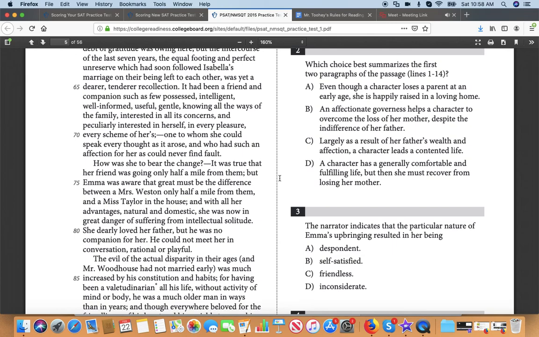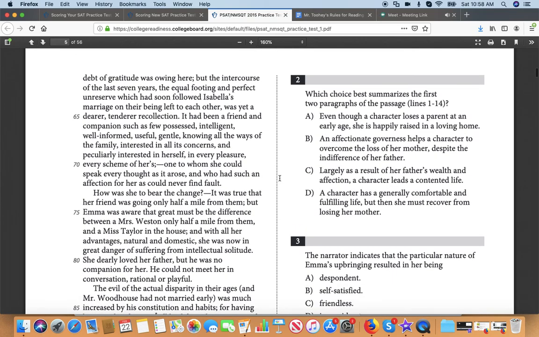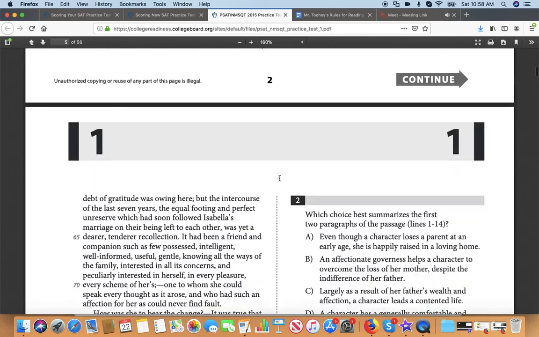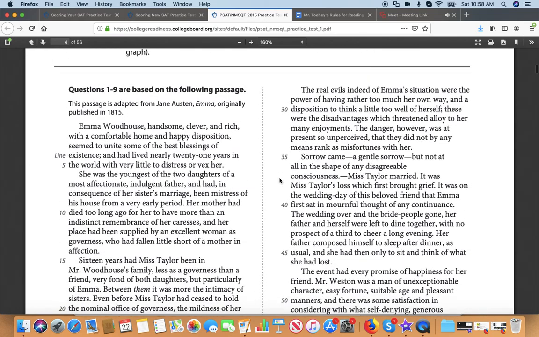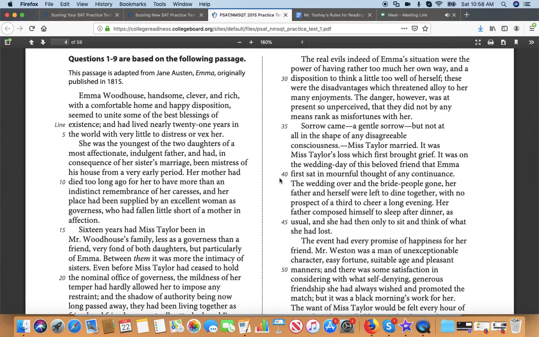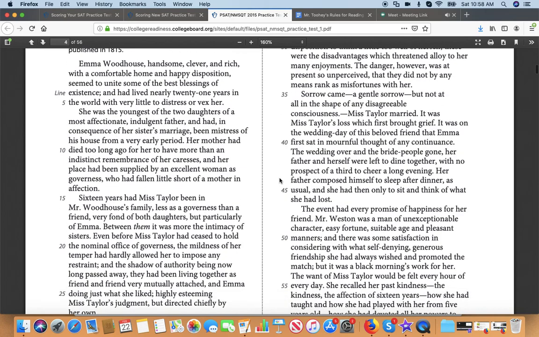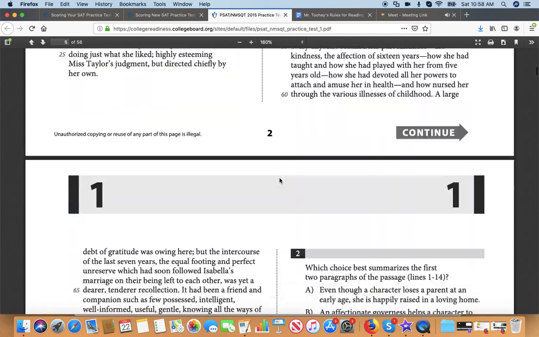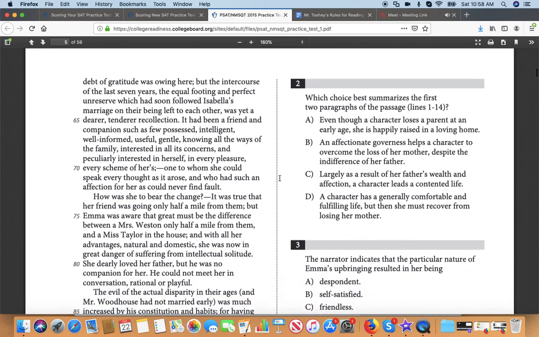Exactly. That word largely means mostly. Is that a factor? Yes, probably, but is that largely the reason? I don't see any evidence for that. Yeah, she's rich. Okay, great. Comfortable home. Okay. But is it largely because of her father's wealth and affection? There's not good evidence for it. Do you see that?